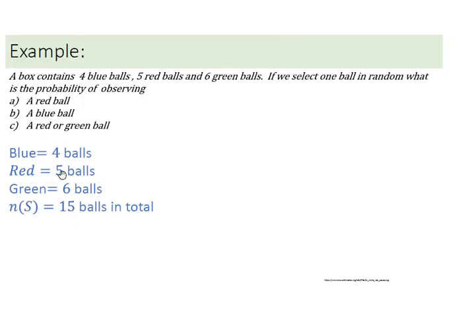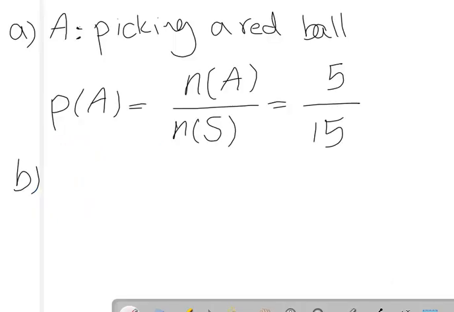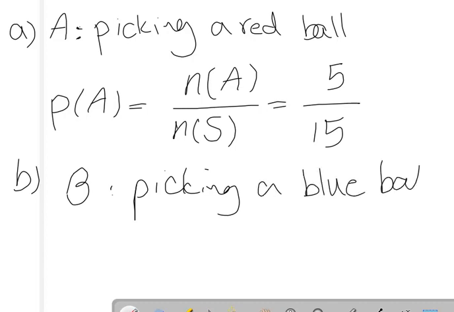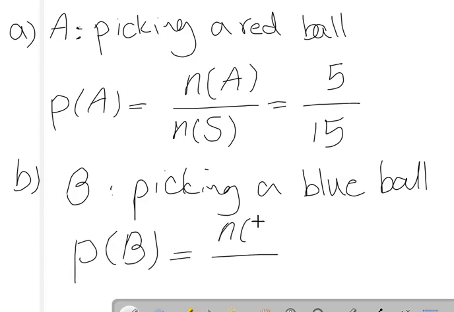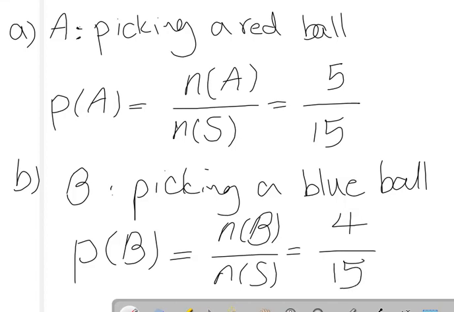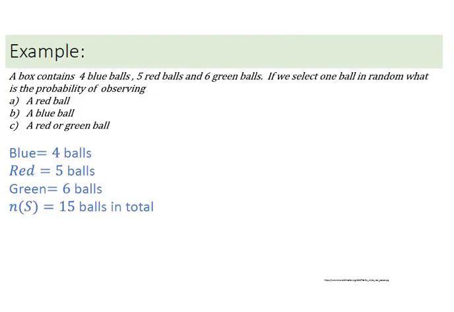And B, a blue ball. We have 4 blue balls in this box. So B is picking a blue ball. So the probability of B is NB over NS. It's 4/15. And C, a red or green ball.